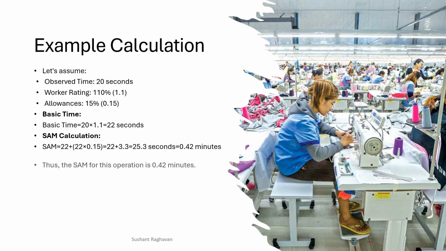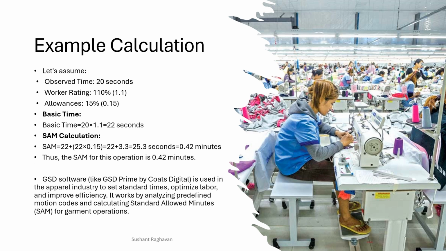SAM calculation. SAM is equal to 22 plus 22 into 0.15 is equal to 22 plus 3.3 is equal to 25.3 seconds is equal to 0.42 minutes. Thus, the SAM for this operation is 0.42 minutes.